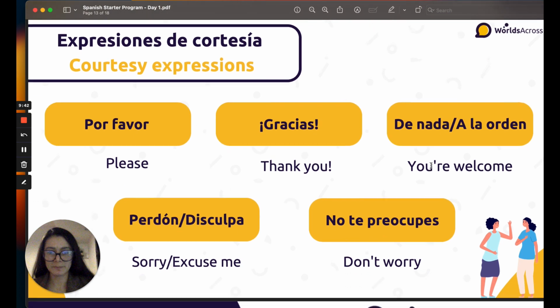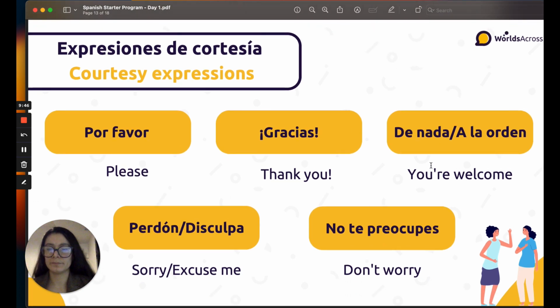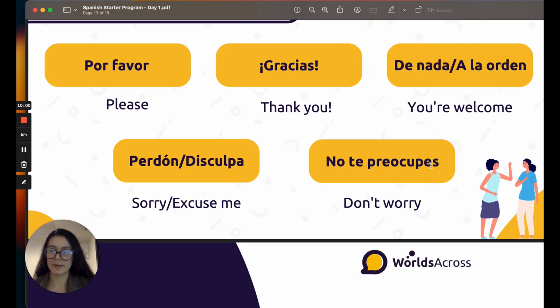Now, let's see some courtesy expressions. We have por favor, which means please. Gracias, thank you. De nada or a la orden, you're welcome. Perdón or disculpa, sorry, excuse me. Y no te preocupes, don't worry.